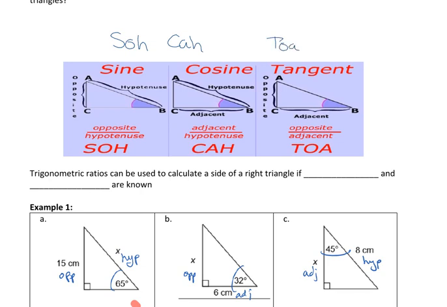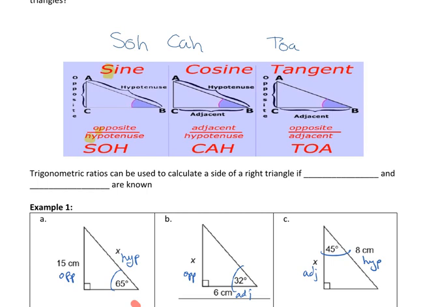Okay, you guys probably have heard this acronym before. SOHCAHTOA. What does SOHCAHTOA represent? It represents the following. If you're looking at sine, sine starts with the letter S, and it's opposite over hypotenuse. So it's sine, opposite over hypotenuse.